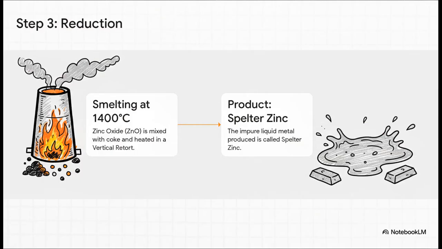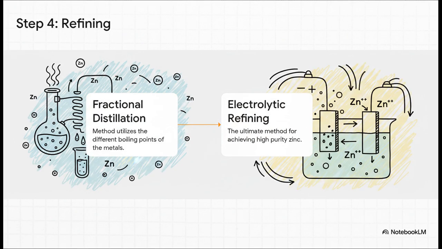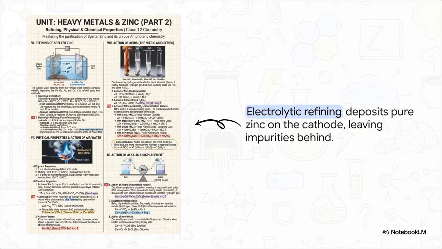Pretty neat. Then, we reduce the zinc oxide with coke at super high heat. That gives us raw liquid zinc. But that spelter zinc is impure, so for the final step we refine it, usually with electrolysis. And here's how that works. The pure zinc plates onto the cathode, leaving impurities behind.